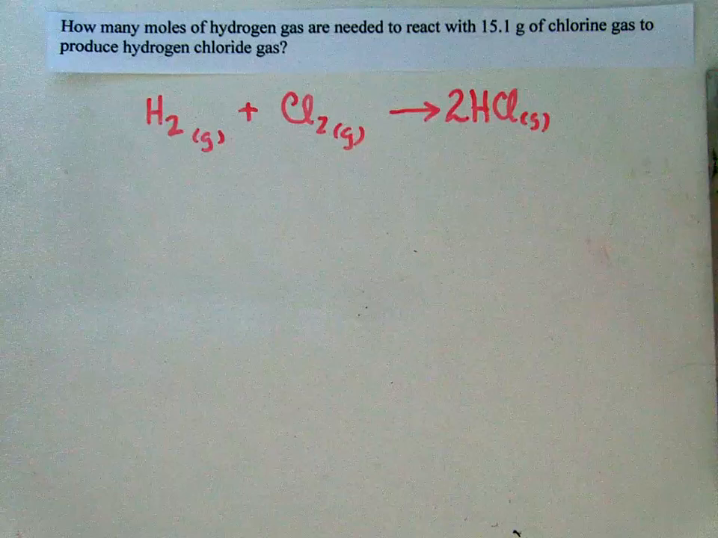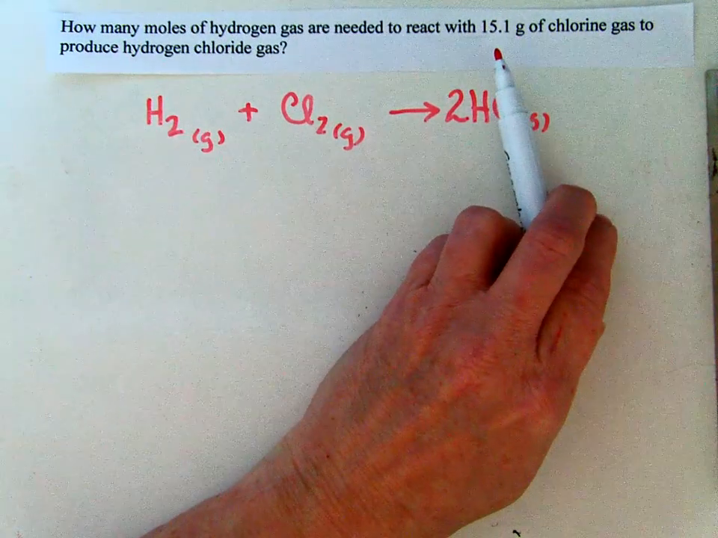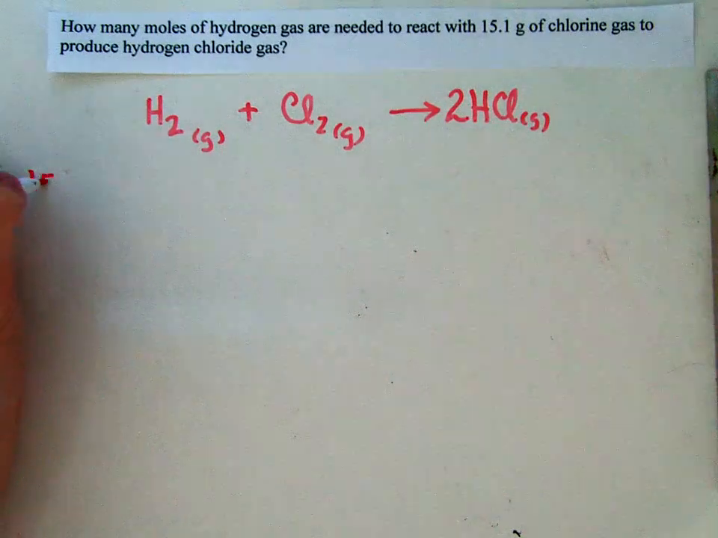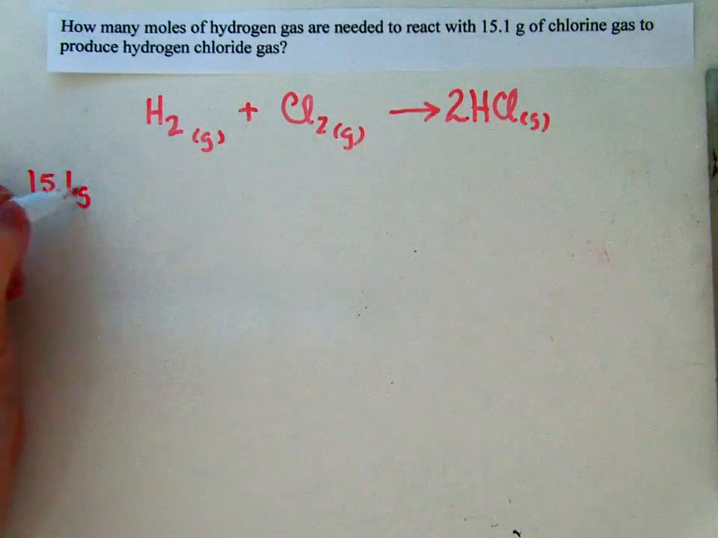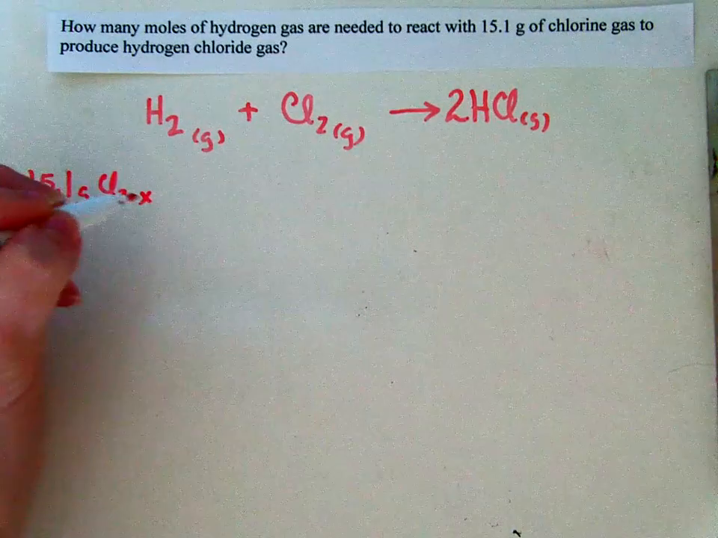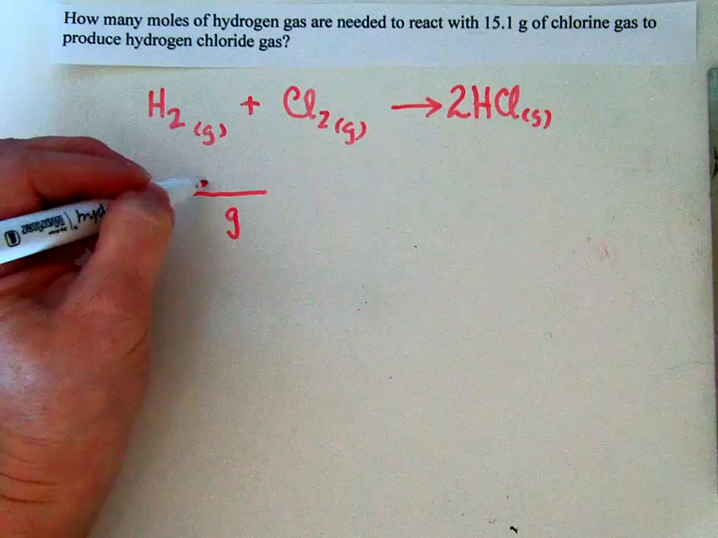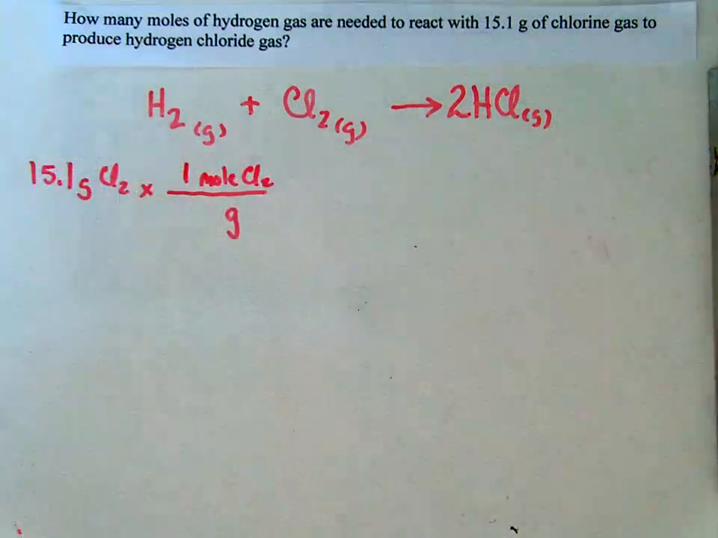Okay? Now, this problem's a little different because instead of giving moles, you're starting out with grams. So we have 15.1 grams of chlorine gas, and we need to turn that into moles. So we're going to put grams on the bottom. We're going to put moles of chlorine on top. Now remember, it's Cl2 because chlorine is diatomic.